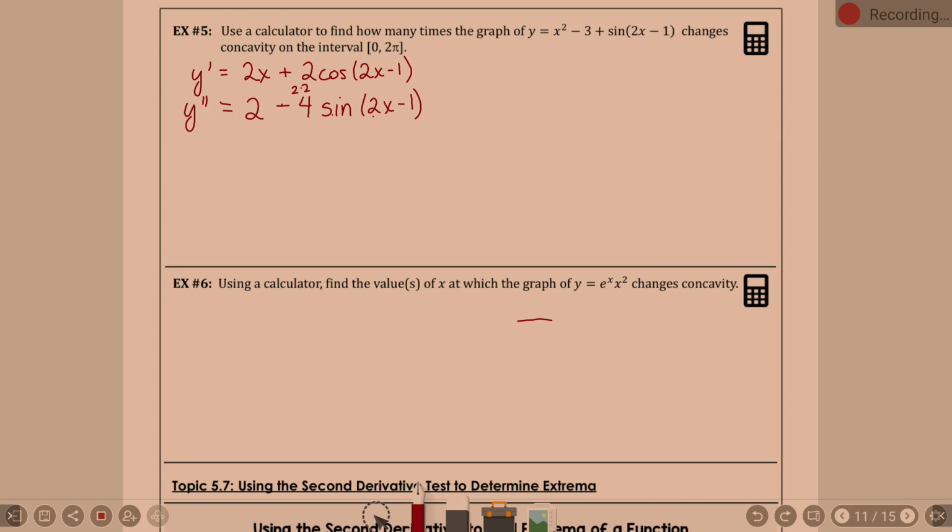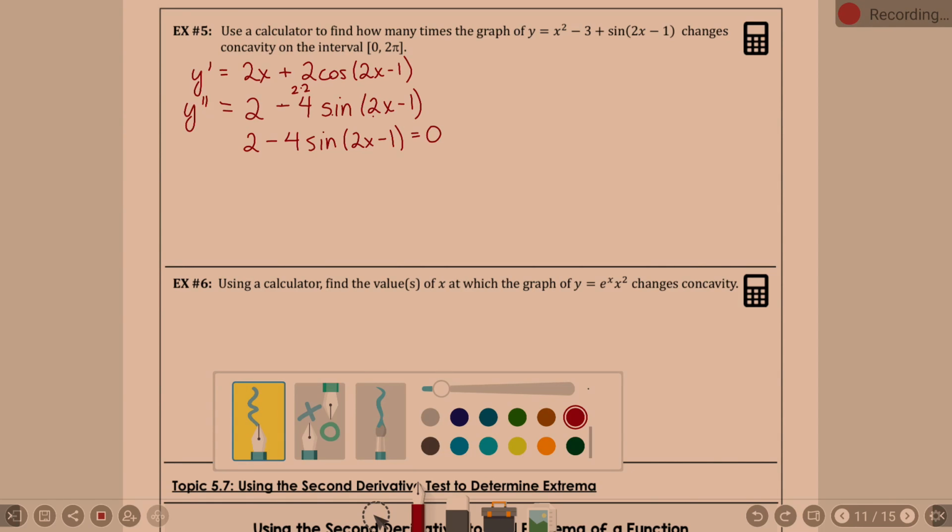What are we going to do? Graph it. Set equal to 0. So if we think about saying this equal to 0, 2 minus 4 sine of 2x minus 1, that's where we end up with our concavity points, right? This is where you're looking like, yeah, solving that. I can subtract the 2 over, divide the negative 4 over, and it's doable, but not the most fun either. So at this point, we are going to graph.